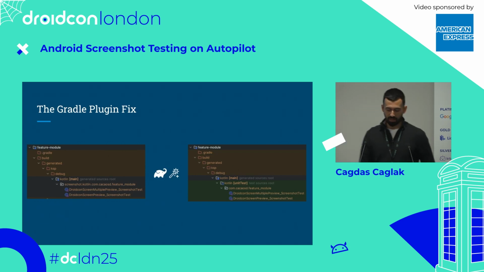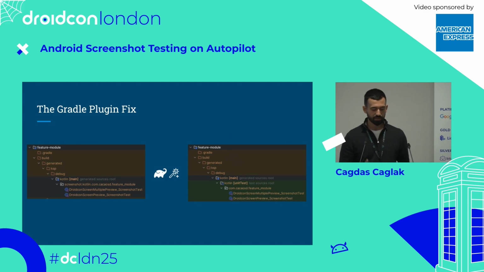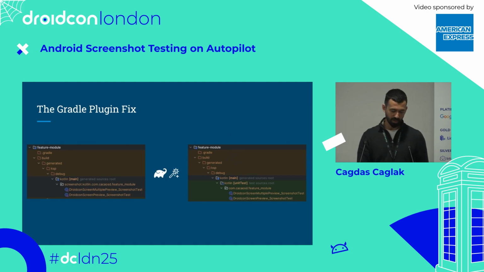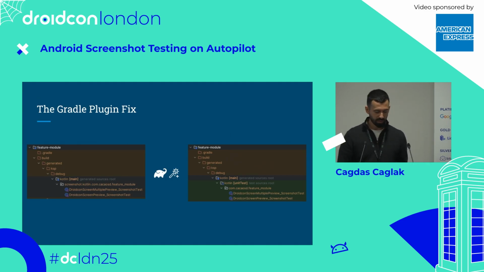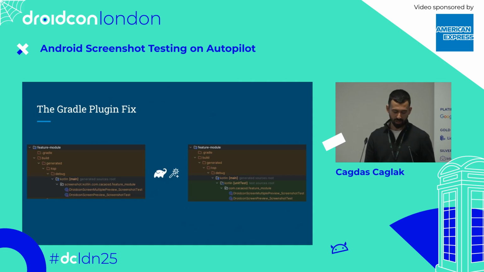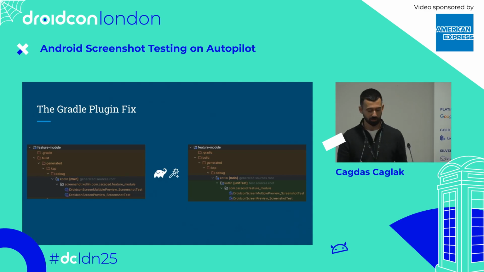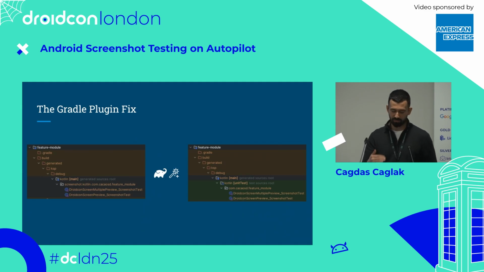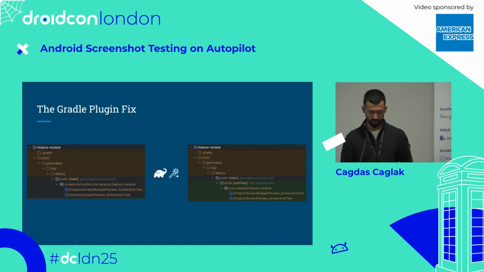As you see in the image on the left side, before the Gradle plugin, the generated code is placed in the build directory. How does it look? It's under the Kotlin main source set, starting with screenshot.kotlin, which is the custom one. And after the Gradle plugin, it looks like the one on the right. As you see, it's a new unit test source set under the main source set.